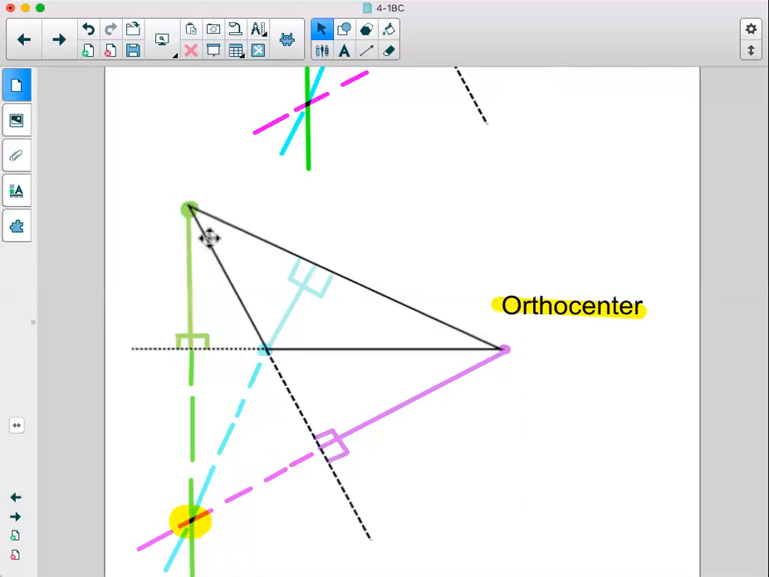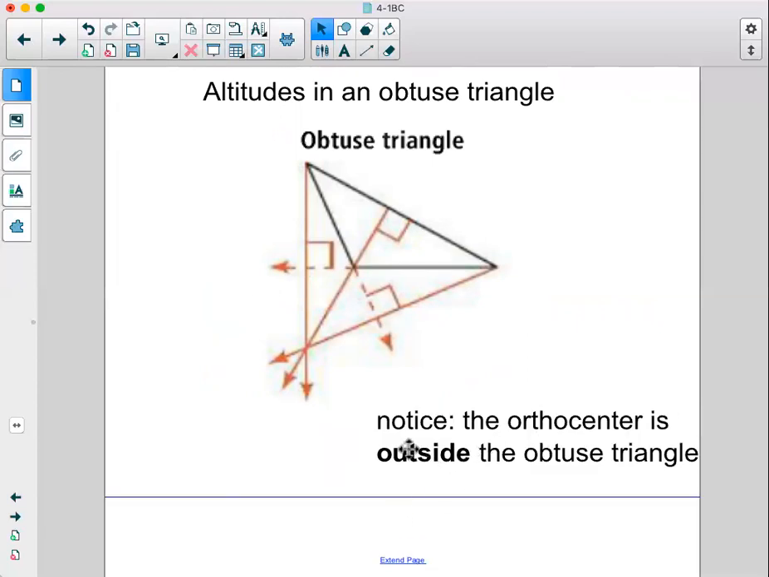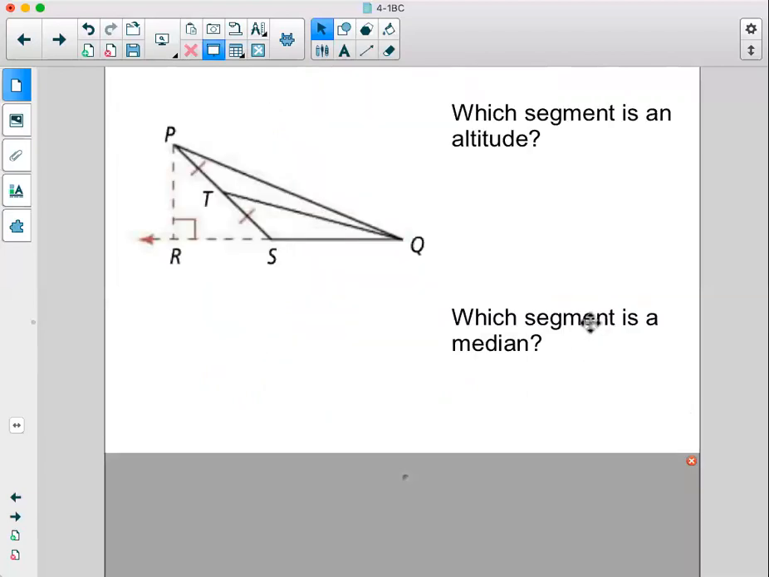Now, just to remind you, the black triangle is the triangle in question. Pink, blue, and green are the altitudes, and yellow is the orthocenter, all pertaining to this black obtuse triangle. So for the obtuse triangle, notice that the orthocenter is outside of the triangle. So pause and answer these questions and then press play.